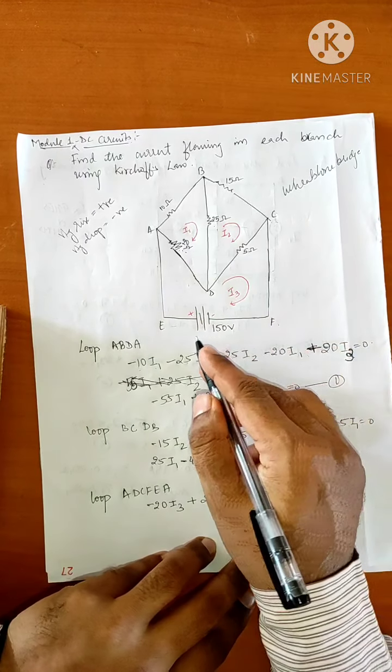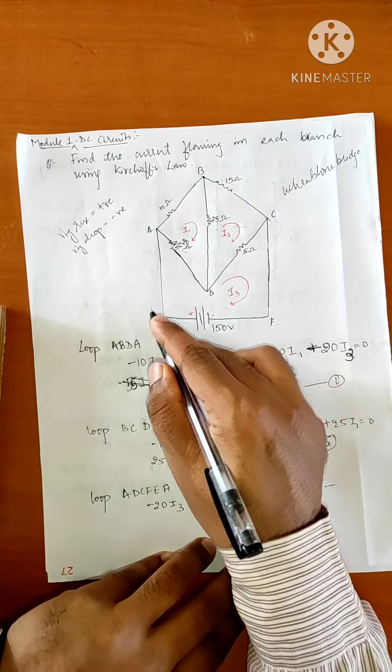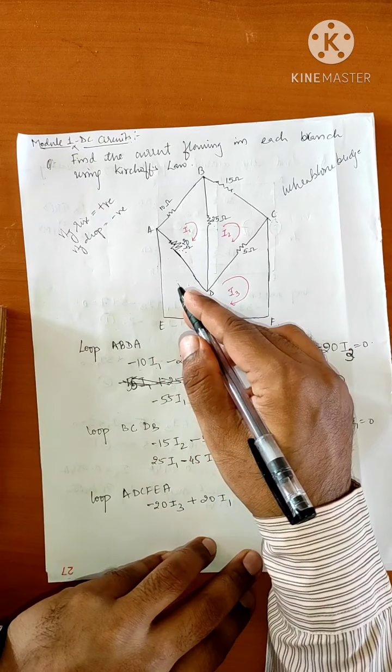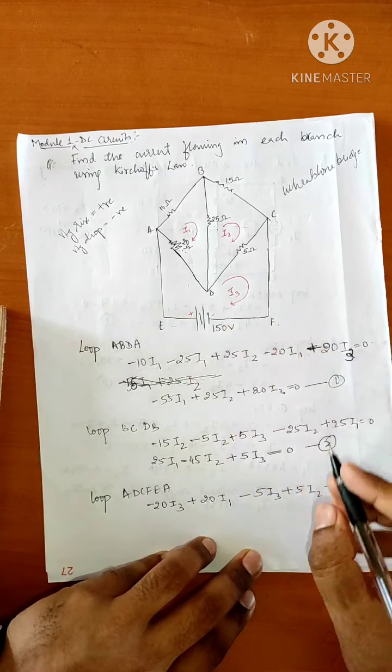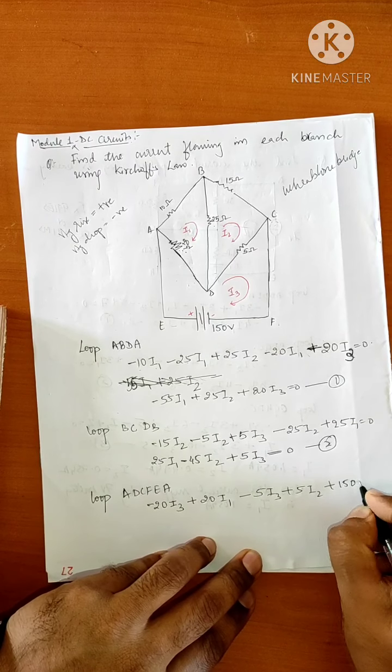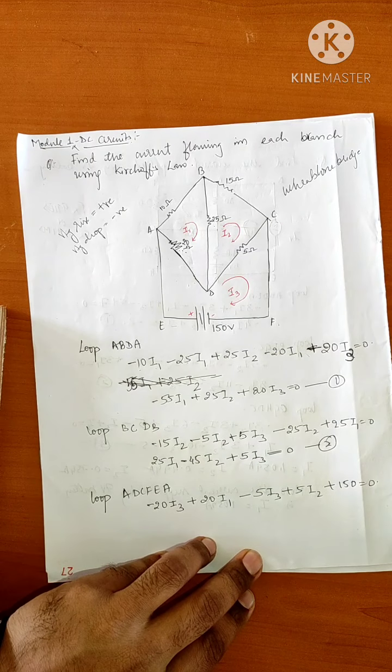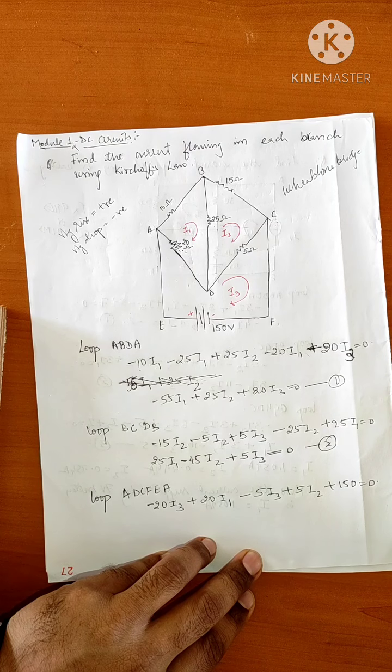Now here, is it a voltage rise or voltage drop? It is a voltage rise, as it is moving from lower potential to higher potential. So minus 150 plus 150 equal to 0. When you solve this equation, we'll see what answer you get.